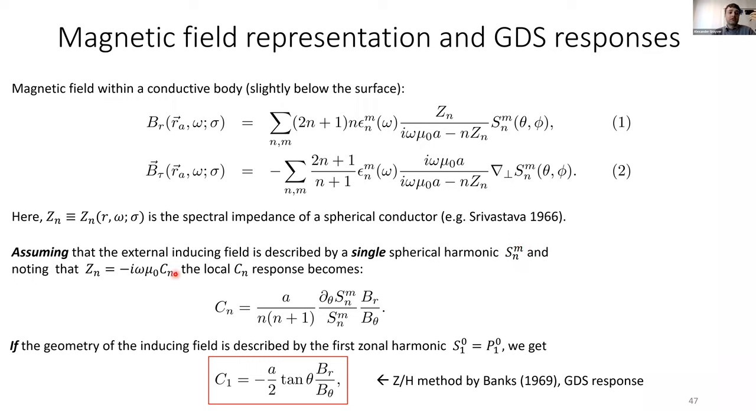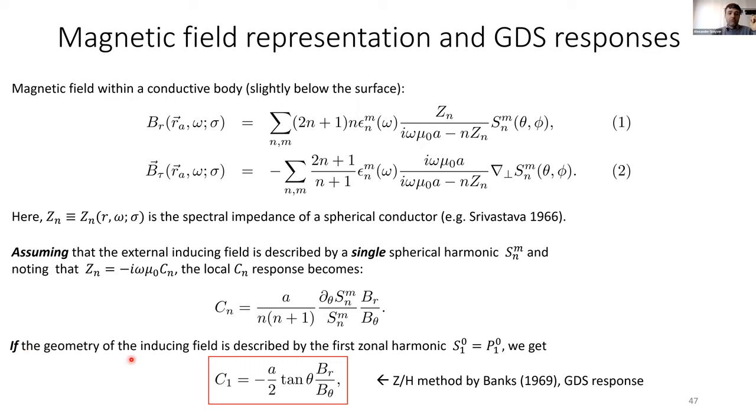And then further, we can introduce the C response function, which relates to the spectral impedance in a simple way. Then the local C response function can be estimated from the two components of the magnetic field measured at the surface of the planet. Namely, you can relate the radial and the horizontal component fields and multiply them by a certain scalar factor here. And you will get this so-called Cn response. So it's also a global transfer function. So it's a local transfer function that can be used for the sounding.